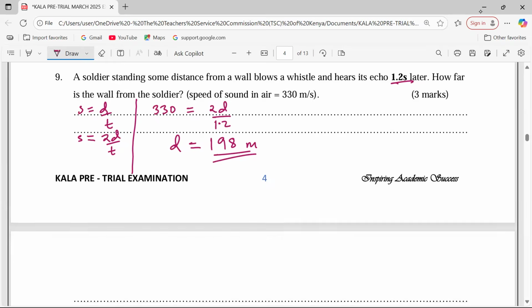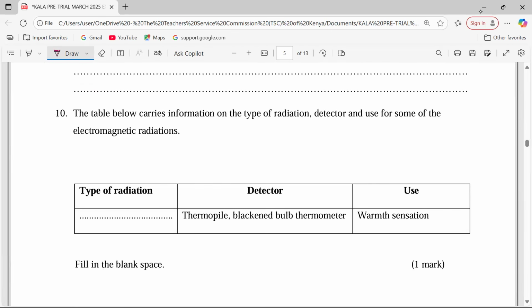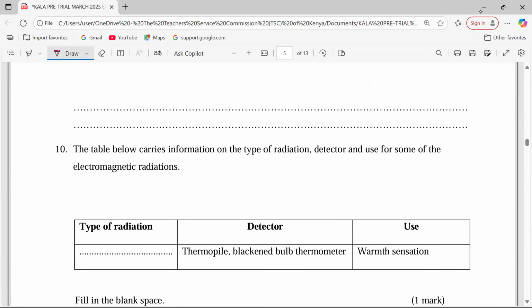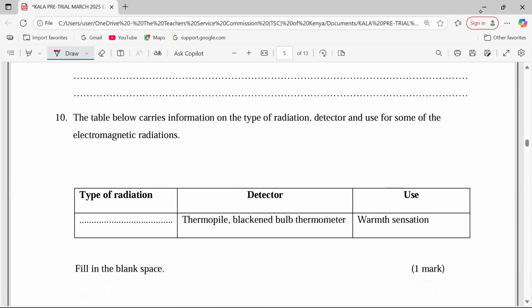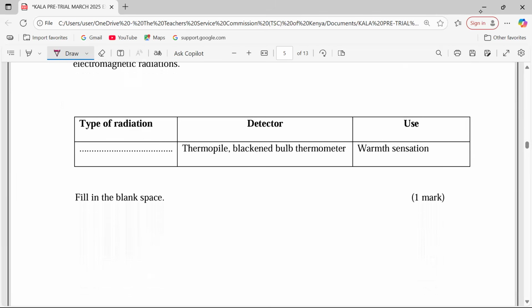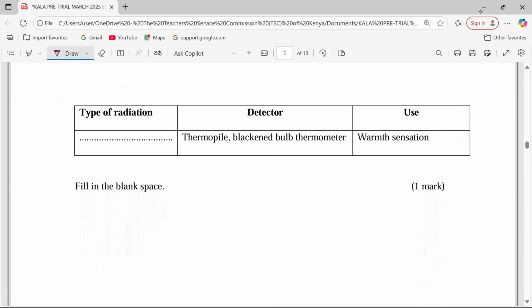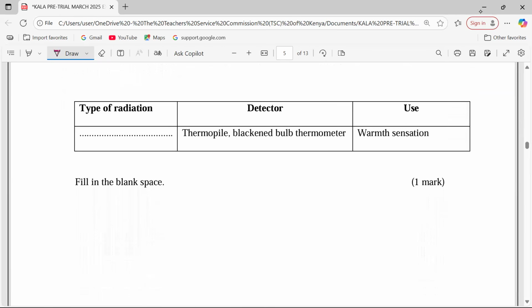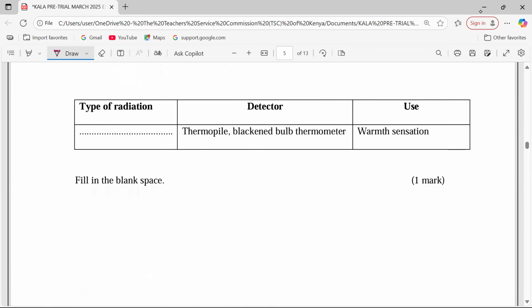198. Then number 10, as we wind up with section A. The table below carries information on the type of radiation, detector and use for some electromagnetic radiations. It's only one. So we have a dash on the type, but the detector is a thermopile blackened bulb thermometer. Then the use is a warmth sensation. According to this use and the detector, we're supposed to talk about infrared. So the radiation here is infrared.